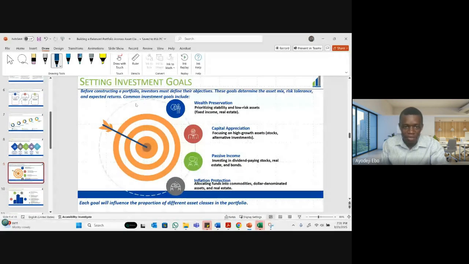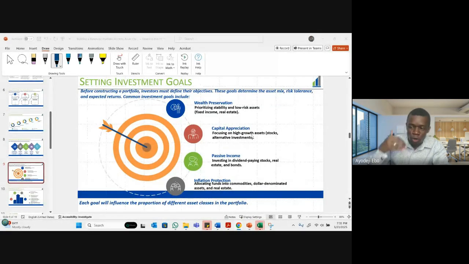So, setting investment goals. Before you construct a portfolio, like I rightly said, you need to define the objective. Is it for wealth preservation? Is it for capital appreciation? Is it for passive income? Or is it inflation protection? It can be a mixture of one or two that you are trying to achieve. But it's important that you know what your objective and focus is. It's very key that you understand that.